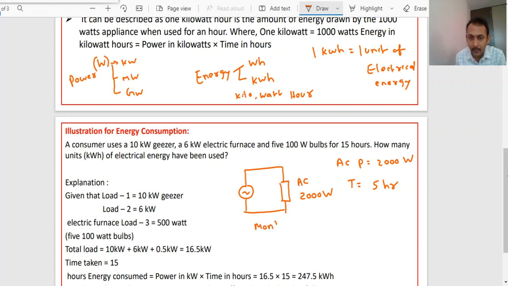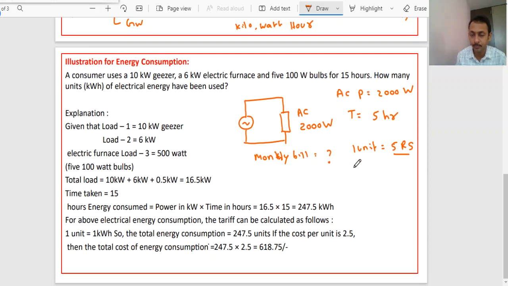So in one day, monthly bill, how much can you get? How much energy does it consume? For that, if you know how many units it is consuming in a total month, then you can tell the total cost of the bill. If 1 unit of electricity is equal to 5 rupees, then how much bill you get depends upon the energy consumed by the AC, right?